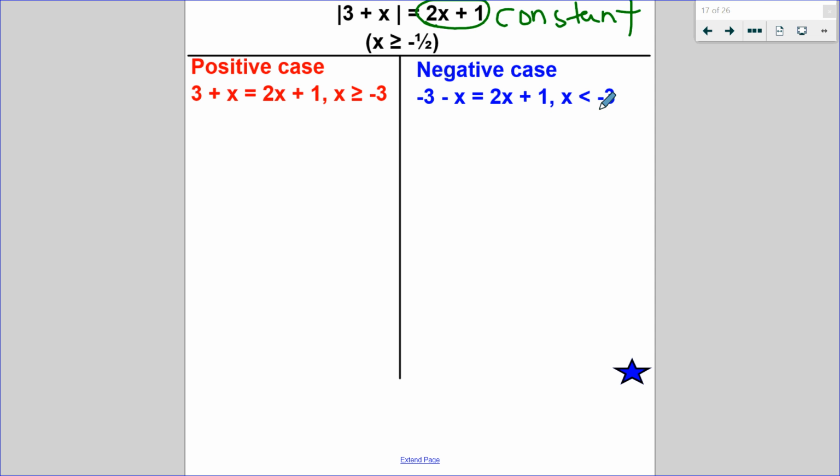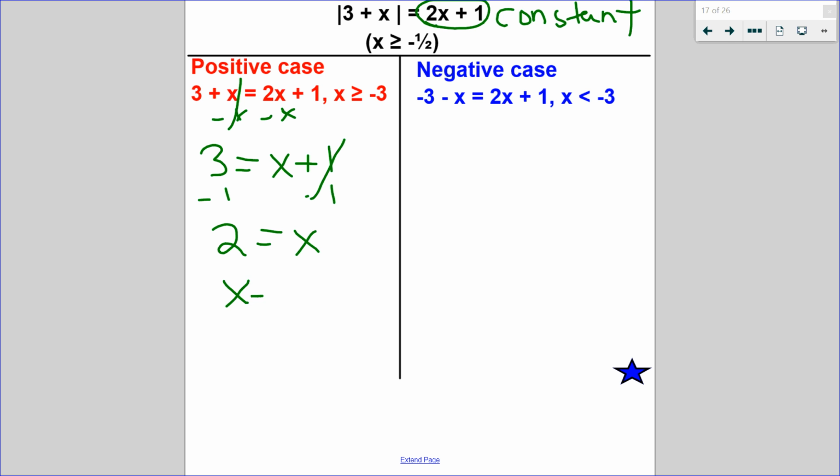So they are nice linear equations. So I'm going to subtract x from both sides. x take away x is 0. So I'm left with 3 equals 2x minus x. I'll subtract 1 from both sides. 1 take away 1, so I end up with 2 equals x. So I have the solution that x equals 2 in the positive case.